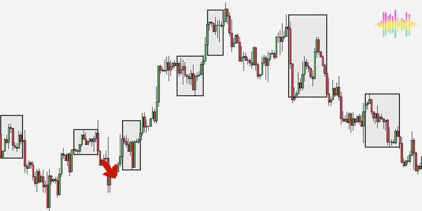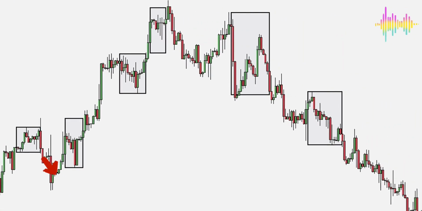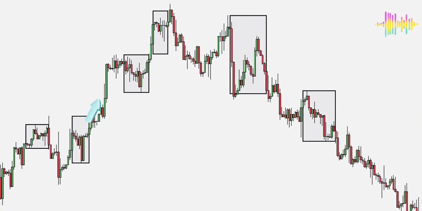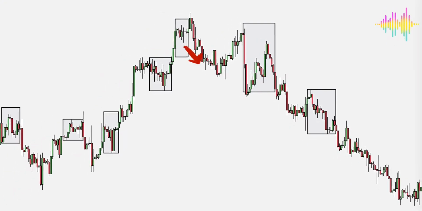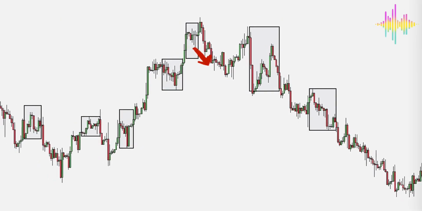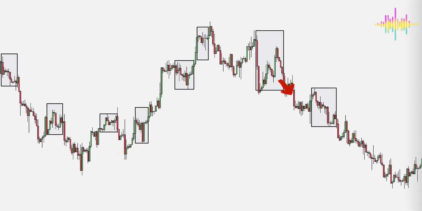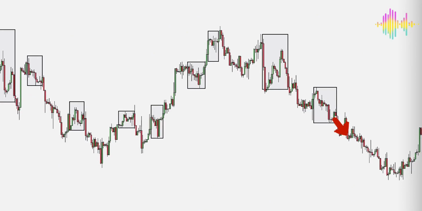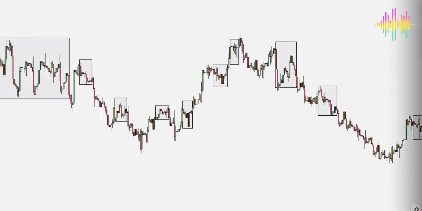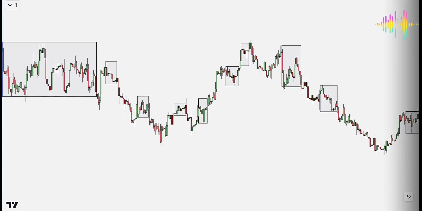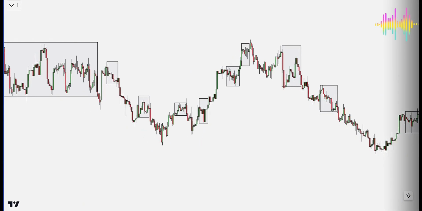Box formation. The first step is to observe the price movements of a stock. Darvas noticed that a stock often trades within a specific range, the box. This box represents a particular price range. Box breakout. Darvas considers it a trading signal when a stock breaks out of this box. If prices break above the upper boundary of the box, it is considered a buy signal. If prices break below the lower boundary of the box, it is considered a sell signal.